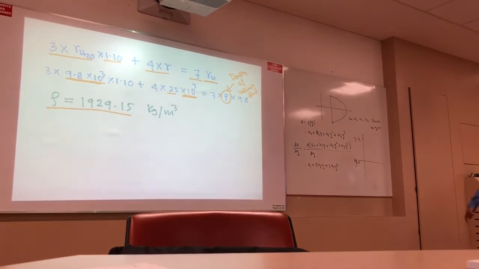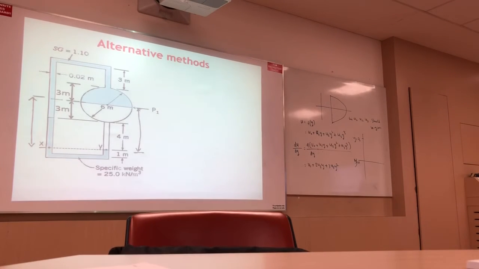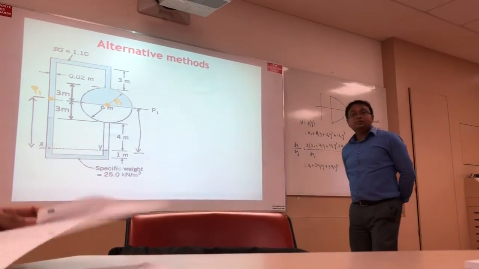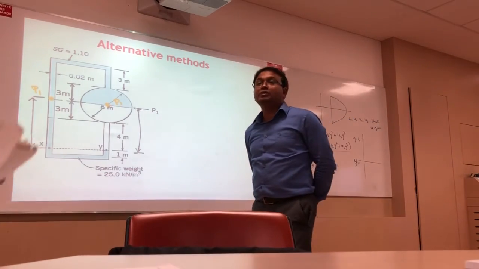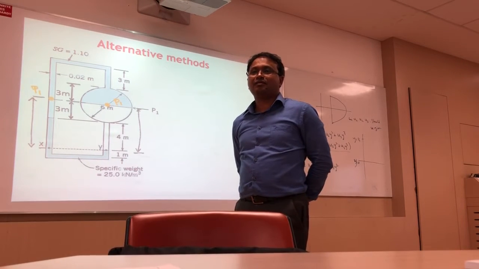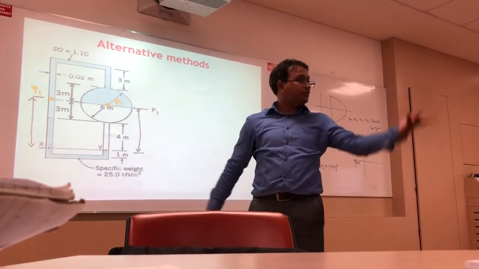So another method I show you. In this other method, I choose this pressure. At that point, the pressure is P1. And at that point, the pressure is definitely P1. Okay? Now I give you one question. Can you tell me what is the value of P1? What is the value of P1?